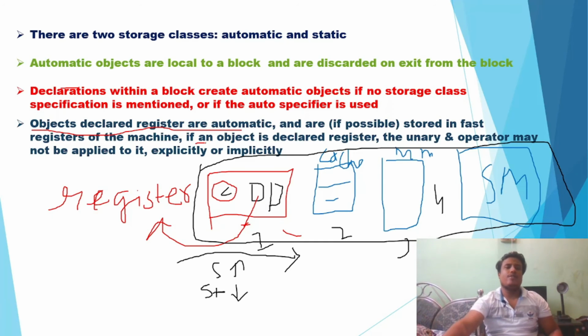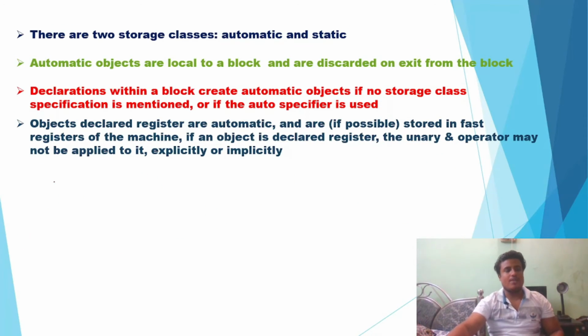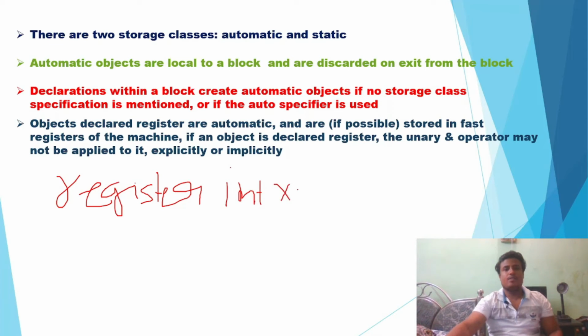So what does the last line say? If an object is declared register, the unary operation cannot be applied to it. What are unary operations? Suppose we write register int x. This is the register storage class. Because of this, the variable is stored in a register of our system, so if you try a unary operation, such as incrementing it, as we discussed in some lectures, it is not allowed. Unary operations are not allowed.